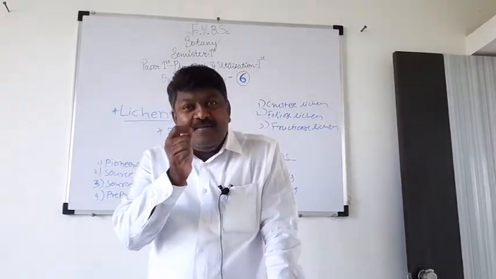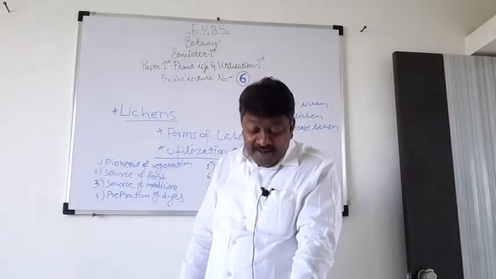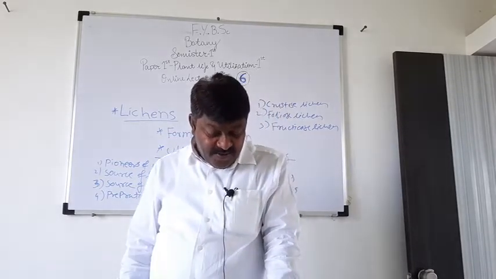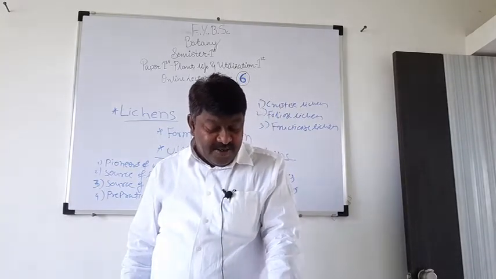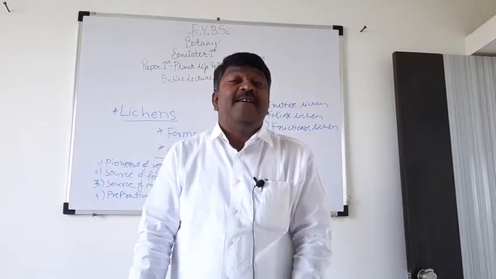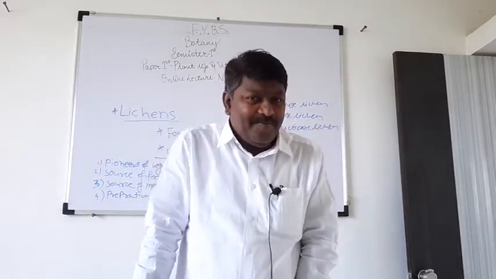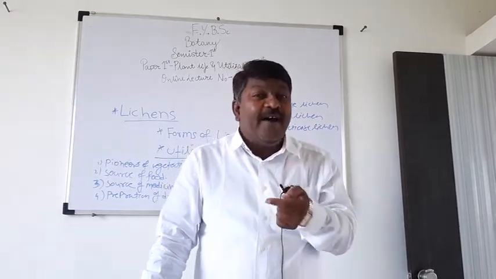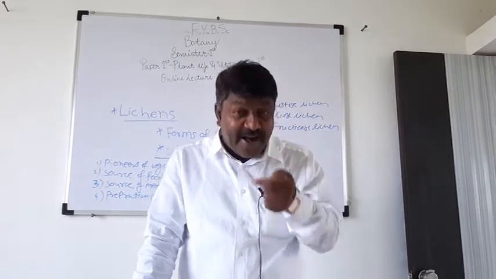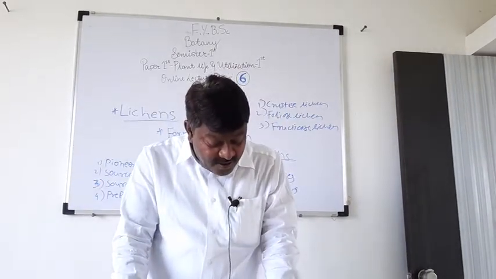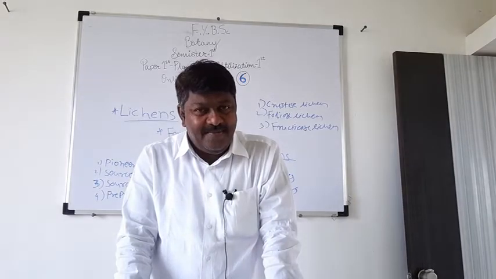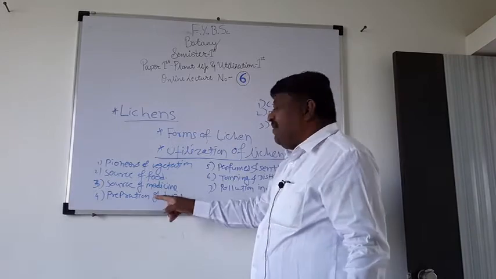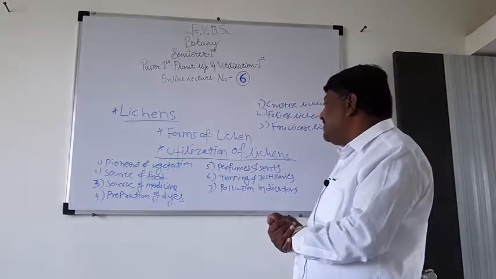One more best example is that litmus dye obtained from Roselacea is used as acid base indicator. We use litmus paper, and in such litmus paper dye is used, and such dye is obtained from lichen Roselacea. This is about use of lichen in preparation of dyes.